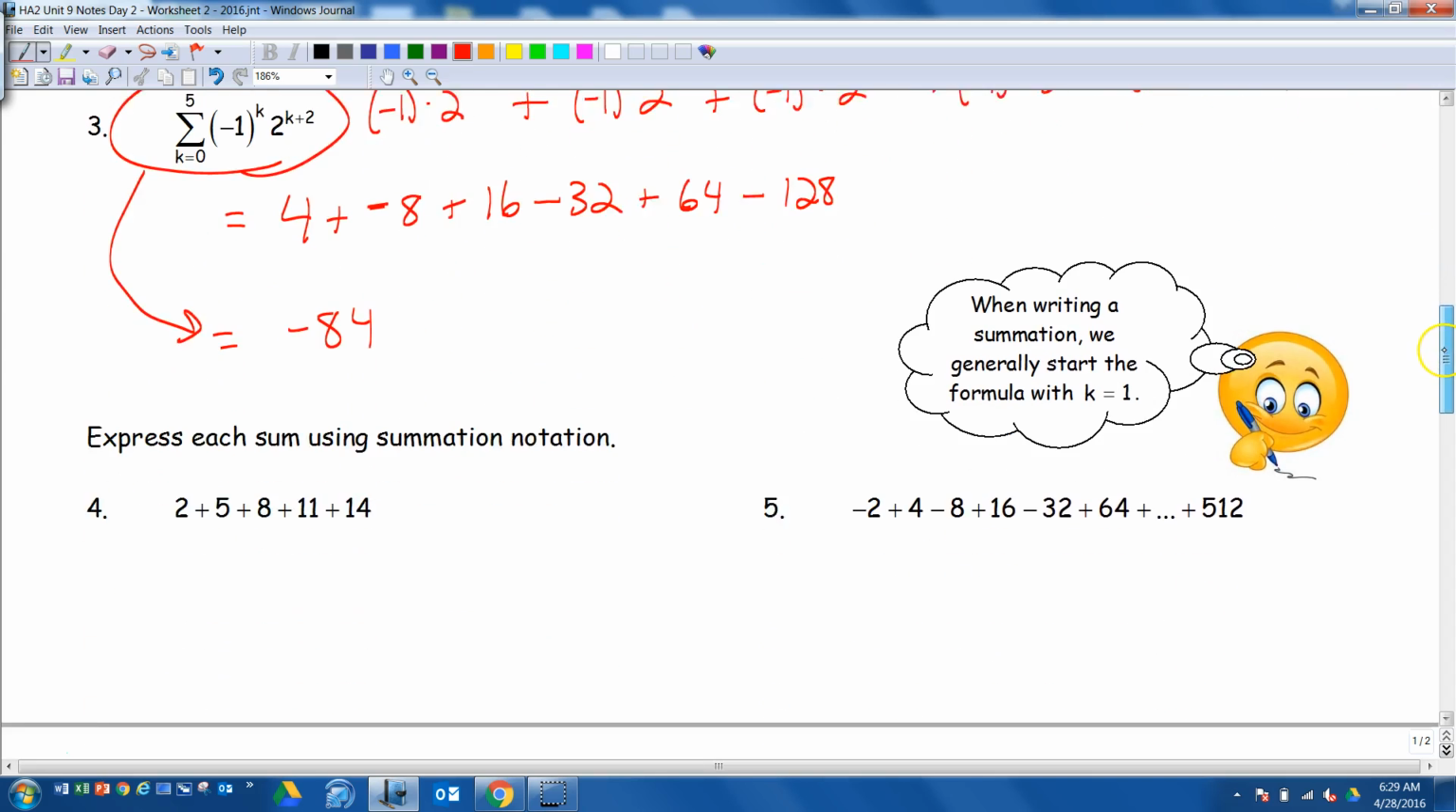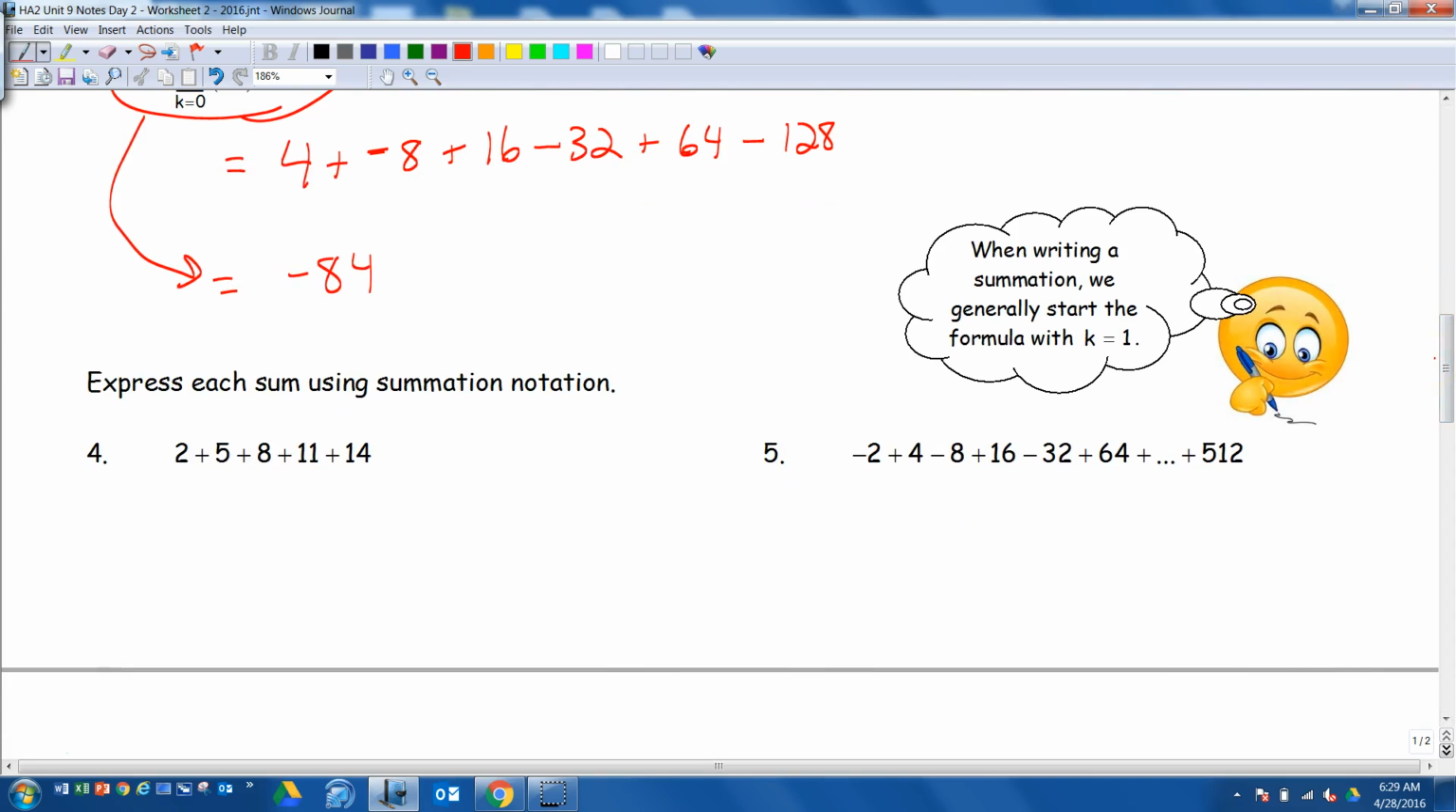Alright, now we're going to do the opposite. We're going to go backwards, try to come up with the summation notation. It's very similar to what you did yesterday with the nth term. You want the nth term formula basically, but we're using k's, okay? So clearly this is going up by 3's. So just like yesterday, when we went up by 3's, that's like multiplying n times 3. So I have 3, except we're using k now.